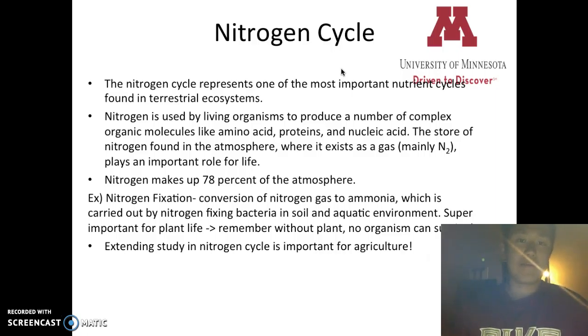The nitrogen cycle is important because it represents one of the most important nutrient cycles found in terrestrial ecosystems. What it means is that nitrogen is used by living organisms to produce a number of complex organic molecules like amino acids, proteins, and nucleic acids. So it directly correlates to what we're composed of. So nitrogen is really important. It makes up about 78% of the atmosphere, so it takes up a huge amount of space of what the atmosphere is filled with.